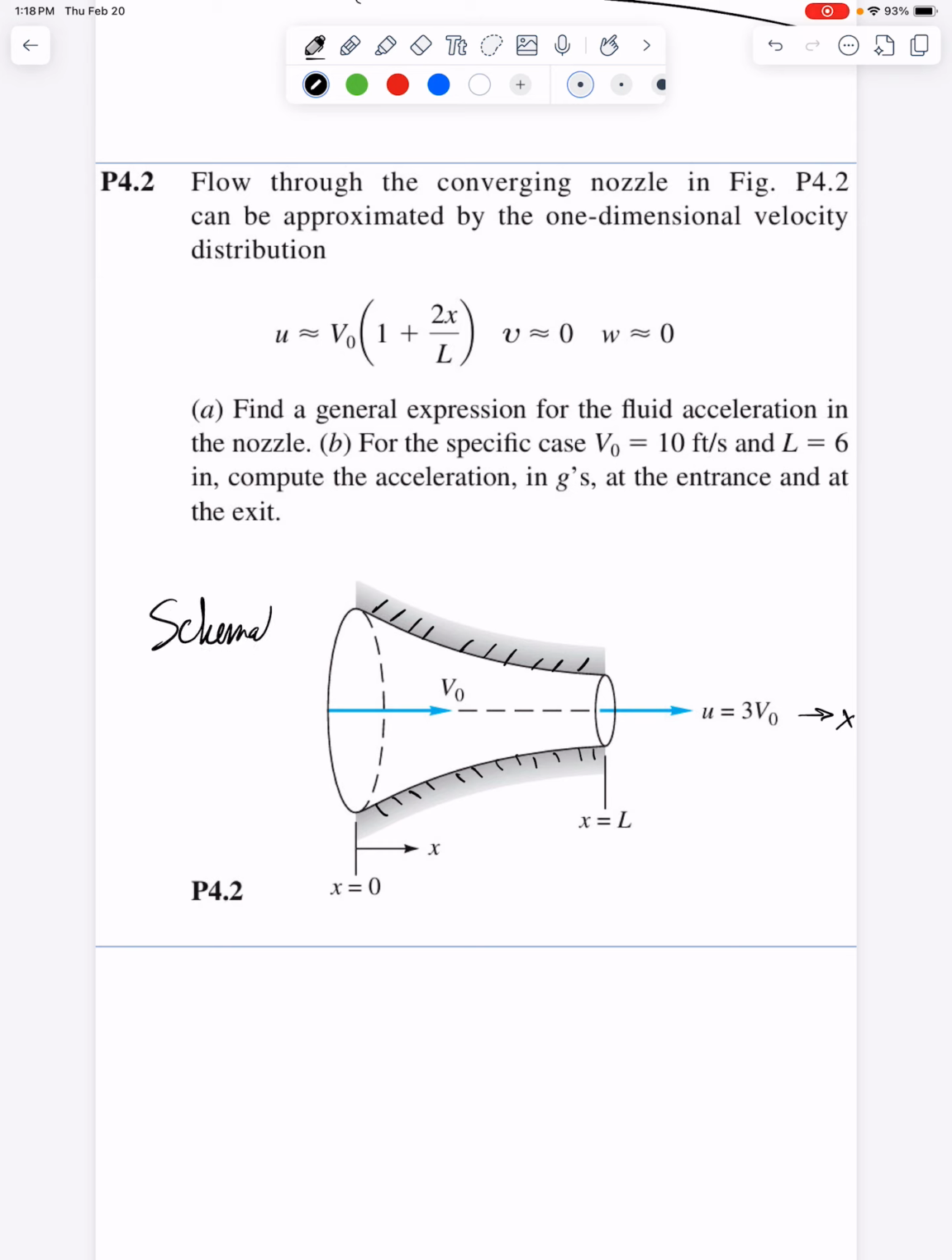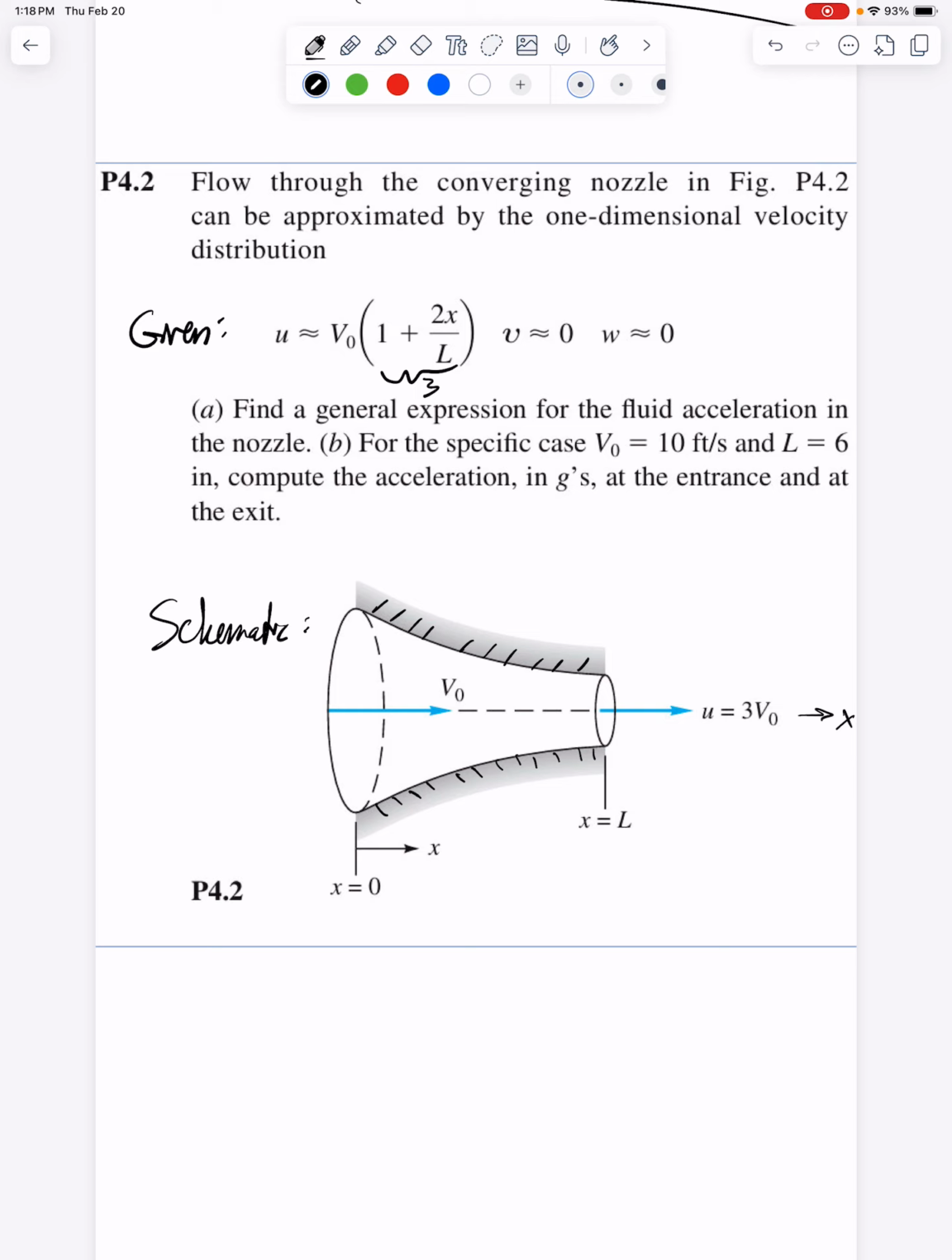Schematic. And here's the given. One thing to note with the schematic is that at the inlet, we notate that by x equals 0. Plug in 0 to our equation: u is approximately the inlet velocity, which is why we define it as V naught. However, at the exit, when x is equal to L, plugging L into this equation makes this factor 3. So now we have 3 times our inlet velocity. At the outlet, there's going to be 3 times the inlet velocity due to the geometric change of the cross-sectional area.